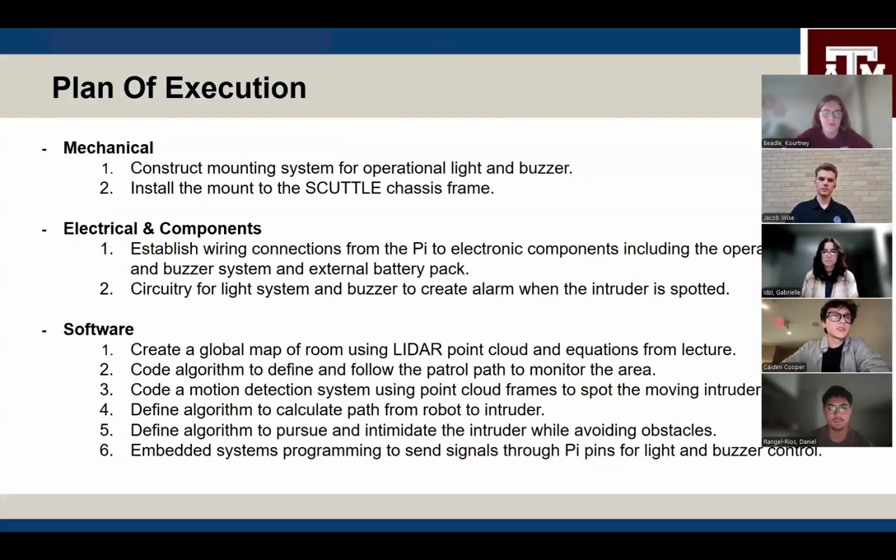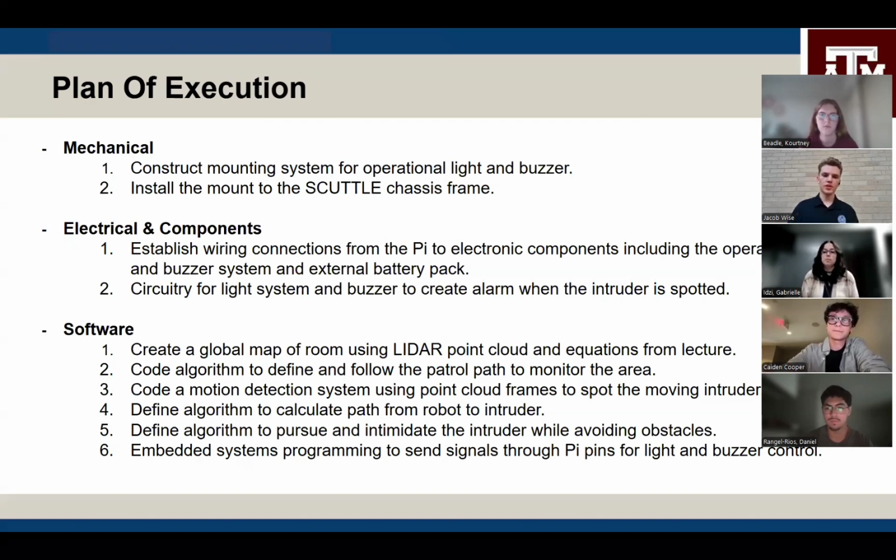For our plan of execution, for the mechanical, we want to construct a mounted system for our light and our buzzer, and also install a mount to the Scuttle chassis frame. For the electrical and components, we want to establish wire connections from the Pi to the electronic components, including the light and buzzer system and an external battery pack. And we also need to build the circuitry for the light systems and buzzer to create an alarm when the intruder is spotted.